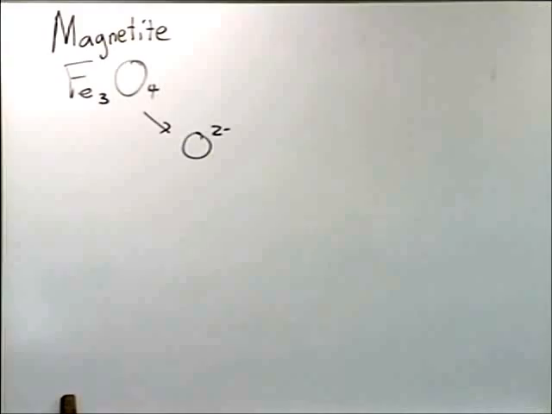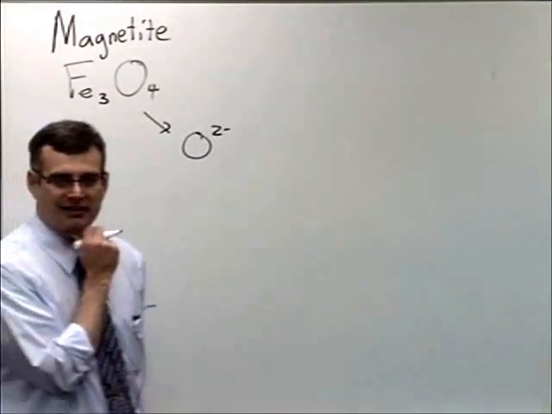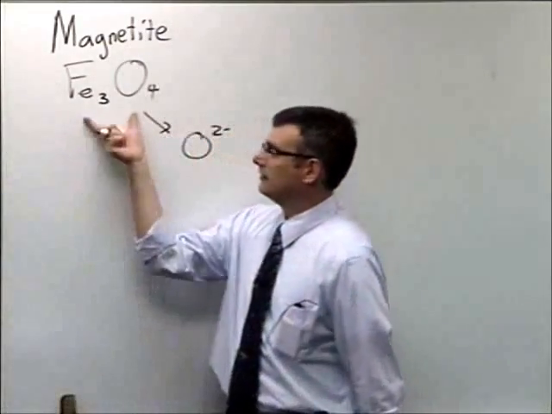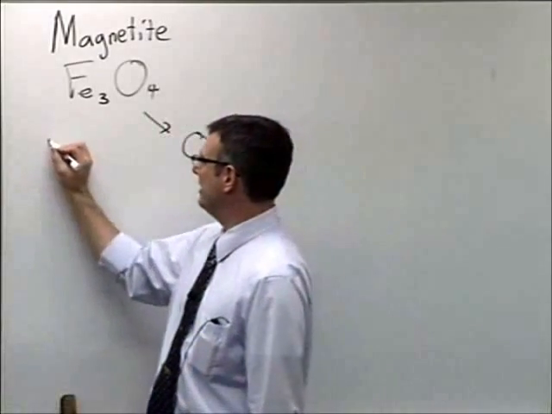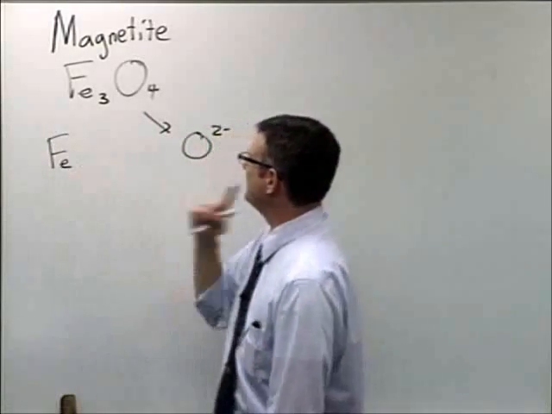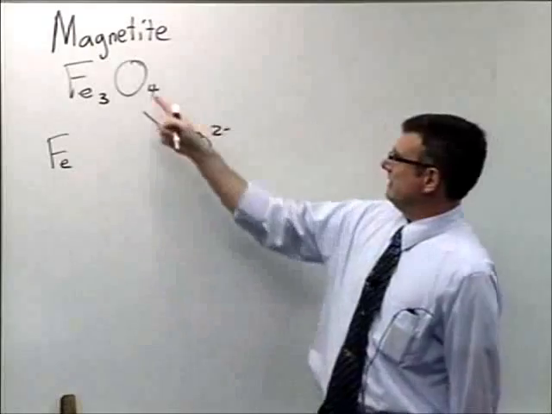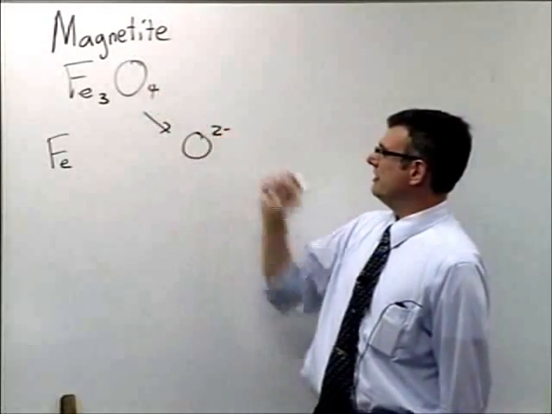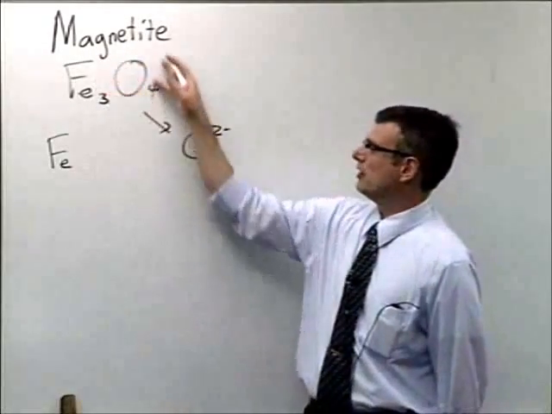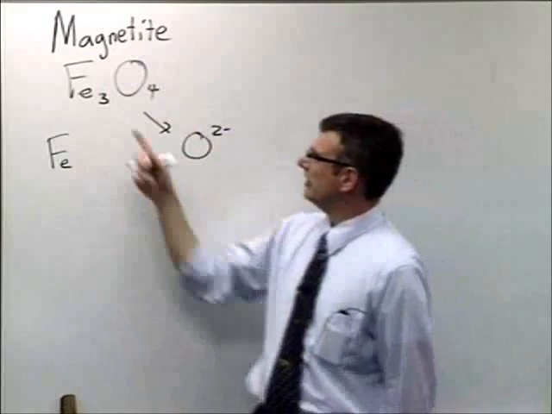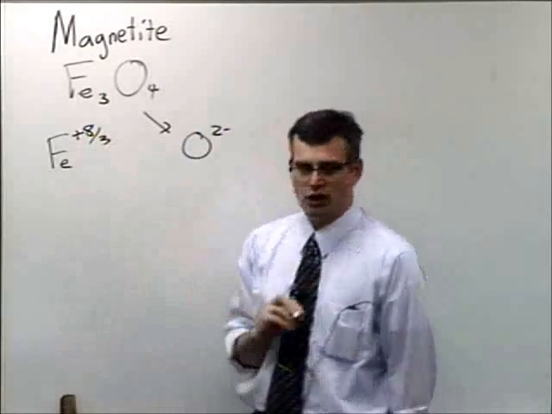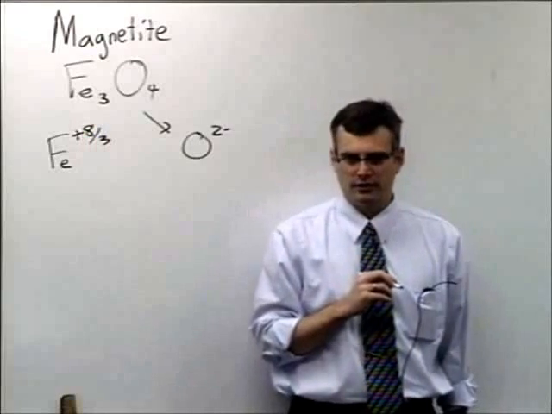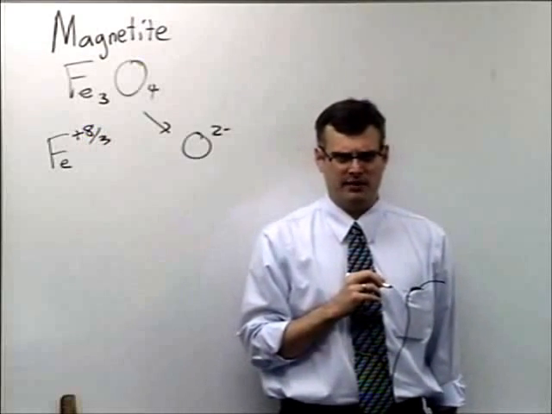Well, if we were to do the stoichiometric balance of this chemical formula, we'd find the peculiar situation that iron, to balance this out, let's see, 4 times -2, that's -8 charge for this part of the crystal. This would have to be +8/3 of a charge. And you say, how is that possible?